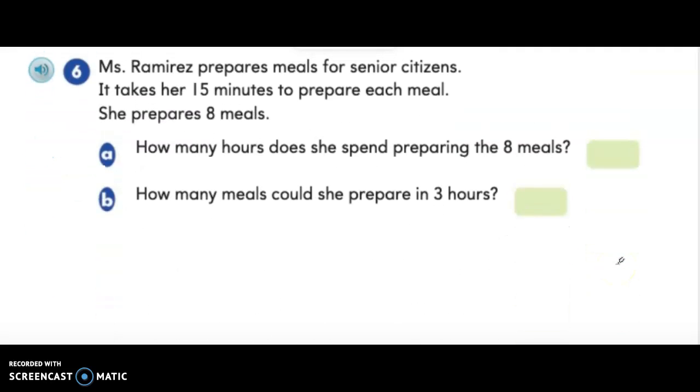And then the last one, Ms. Ramirez prepares meals for senior citizens. It takes her 15 minutes to prepare each meal. She prepares 8 meals. So the first thing that you're doing is figuring out how many hours she spends preparing the 8 meals. Now, obviously this is in minutes, so you will need to be converting this last one into hours because they want the answer in hours. And then they would like to know how many meals she could prepare in 3 hours. So figure out how many hours is 8 meals and then go from there.